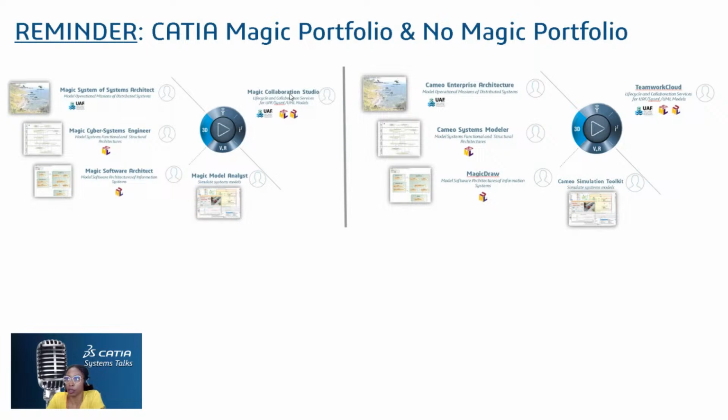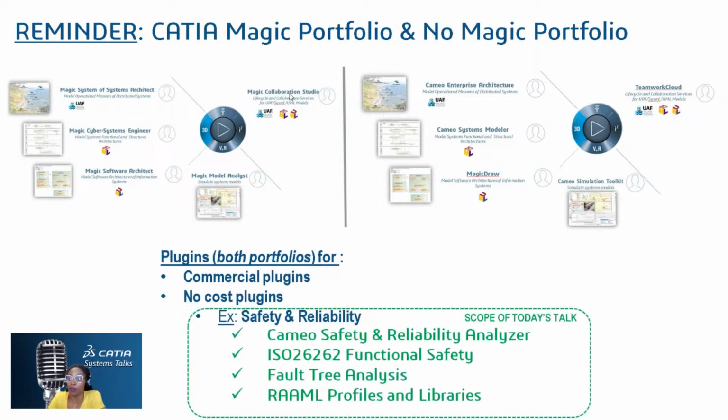But those two portfolios come with many plugins. Some may be commercial plugins, like Data Hub, like the one for cybersecurity and so on. We also have no-cost plugins that you may use for product line engineering, for data marking and classification. But today's topic will be just the plugins that we have on safety and reliability.